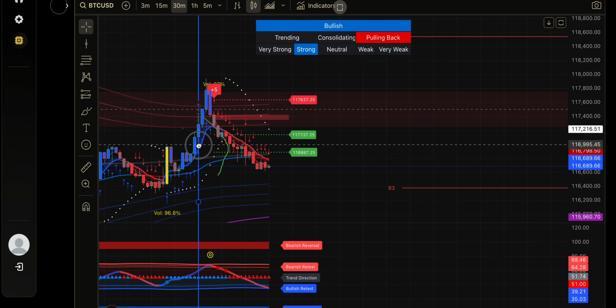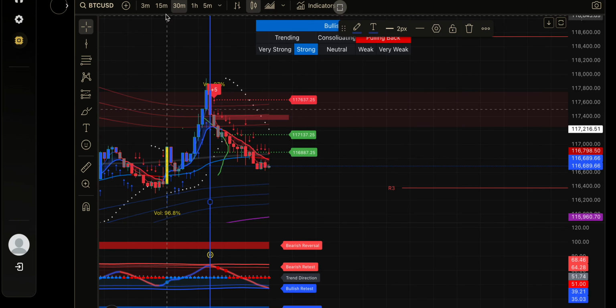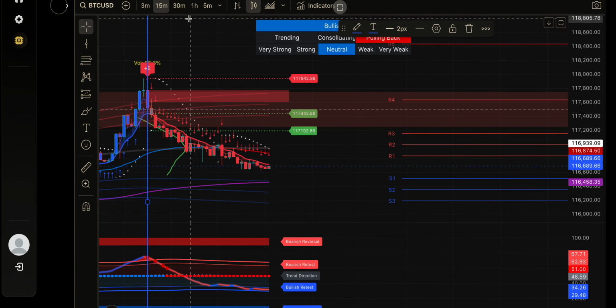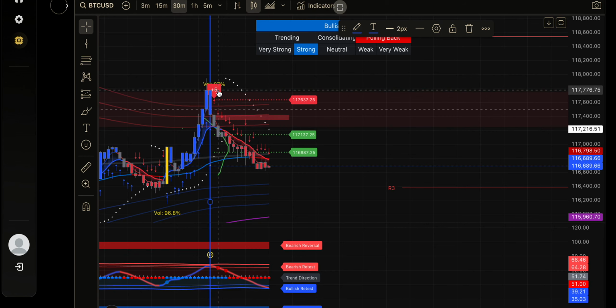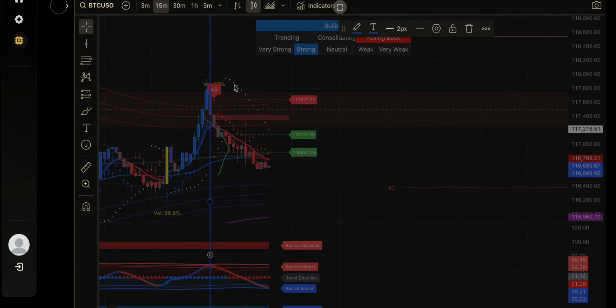So now that I've put that aside, now let's get down to business. First thing, scorecard on 15 minutes, and the scorecard must also show on 30 minutes. Can you see it? Scorecard here, scorecard here.